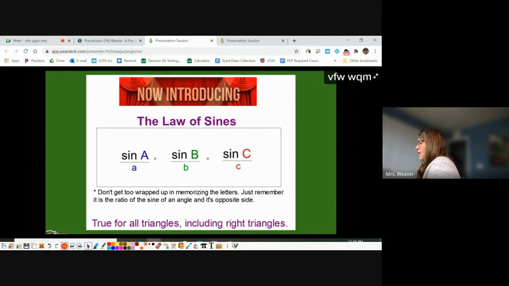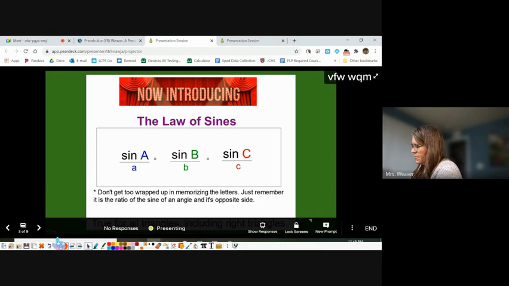Okay, so the law of sines. The law of sines tells us that the ratio of the sine of an angle is to the side opposite of it, as the ratio of the sine of another angle is to the side opposite of it, as to the ratio of the sine of the third angle is to the side opposite of it. Remember, we name our sides with the lowercase letter of the angle they are opposite. So side A is opposite angle A, side B is opposite angle B, side C is opposite angle C.